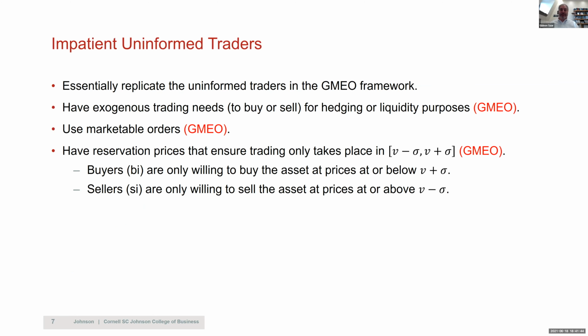Now, who are those traders? So we're going to start with the impatient uninformed traders. And they're essentially there to replicate the uninformed traders in the traditional sequential trade model. So they have an exogenous trading need to buy or sell for whatever hedging or liquidity reason, unmodeled. They use marketable orders. And so the buyers will buy at any price at or below V plus sigma. The sellers are selling at any price at or above V minus sigma. So all trades are going to be between the high and low value, again, like in the traditional Easley-O'Hara type models. So they are kind of the regular noise trades.